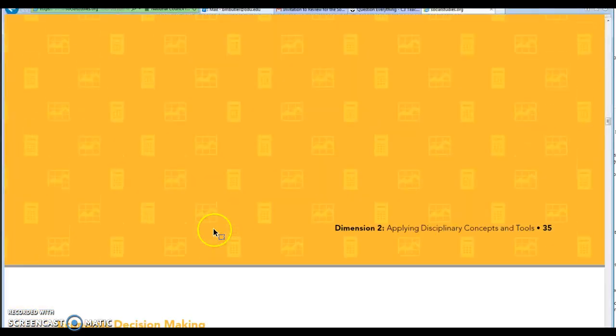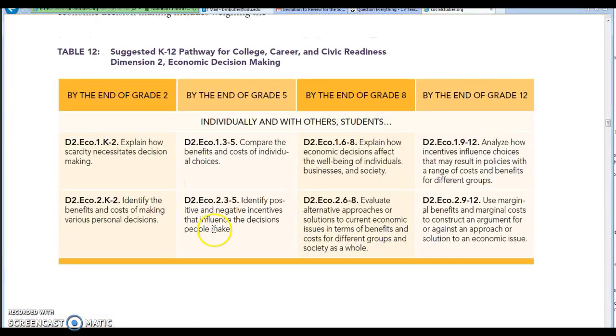You also see the same thing in economics. So we see economic decision making. In kindergarten, students will learn how to explain how scarcity necessitates decision making, identify the benefits and costs of making various personal decisions. And all the standards like this are more broad in terms of focus, more on the concepts and skills of the social studies rather than the very specific content that you might be thinking about when you think of history and economics and geography.